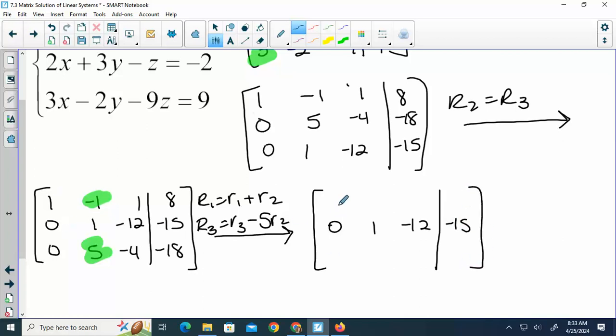So 1 plus 0 is still 1. Negative 1 plus 1 is 0. 1 plus negative 12 is negative 11. 8 plus negative 15 is negative 7. Next one. 0 minus 0 is still 0. 5 minus 5 is 0. Negative 4 plus 60 would be 56. Negative 18 plus 75 would be a big number. Negative 18 plus 75.